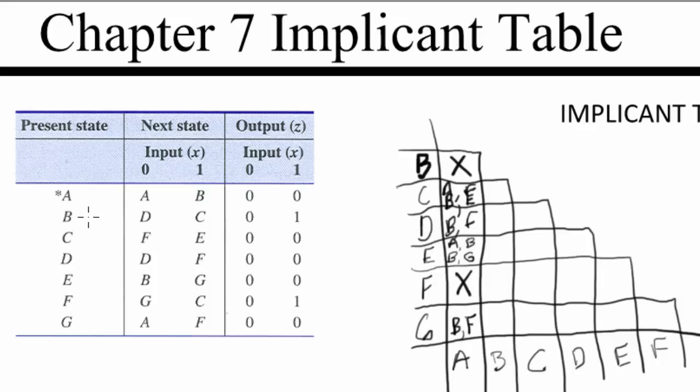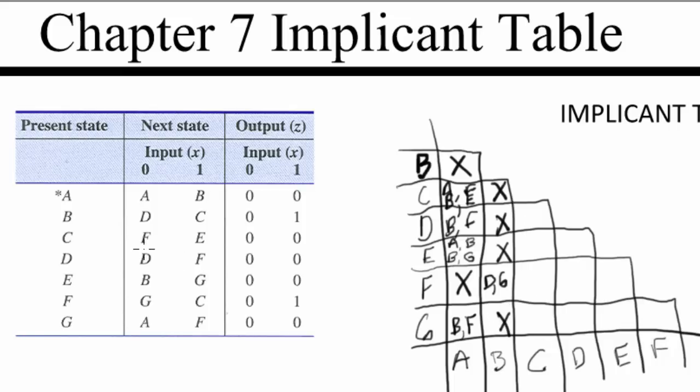All right, next one. B and C. Can't. Outputs don't match. B and D. Can't. The outputs don't match. B and E. Can't. The outputs don't match. B and F. Outputs match. So D would have to equal G, and C equals C is redundant. So D and G would have to be equal. B and G. Yeah, the outputs don't match.